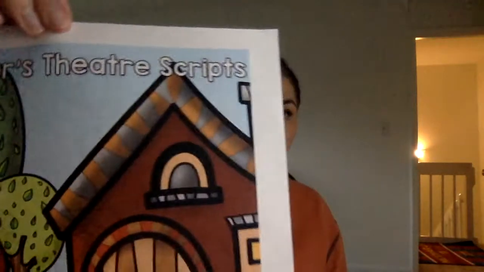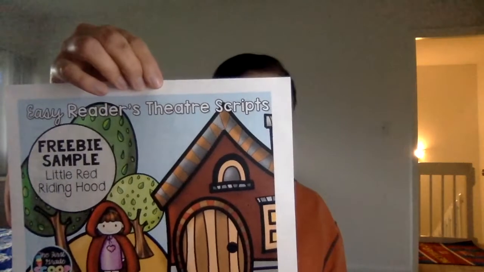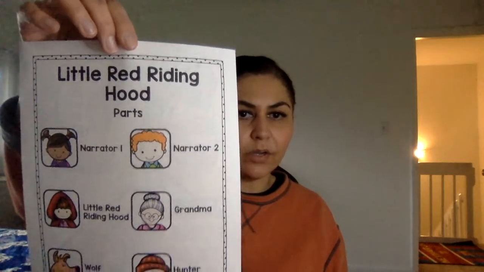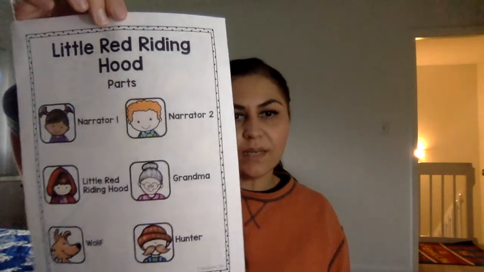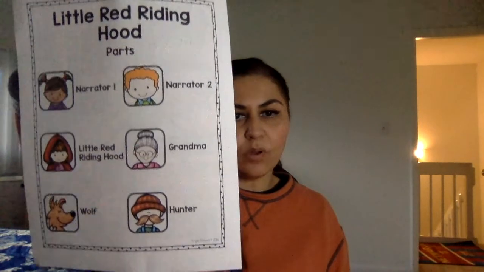What I brought for you today is easy readers, theater scripts. So again, it's a language arts activity to do with the kids. We do a lot of ABA, we do a lot of other stuff with the kids, but it would be fun to do some theater with the kids, right? The theater that I picked for you guys was Little Red Riding Hood, and the parts are going to be narrator 1, narrator 2, Little Red Riding Hood, Grandma, Wolf, and the Hunter.